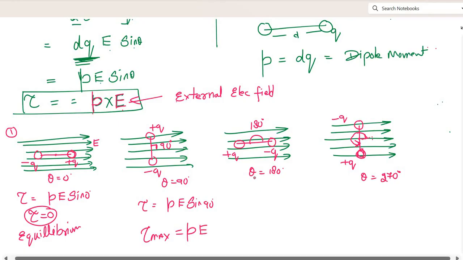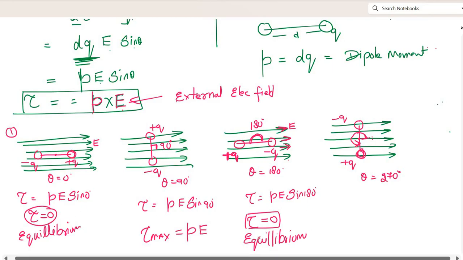In this condition, the torque will be PE sine 180, right? Here plus is kept away from the direction of E. See, E is in this direction and plus is here, so this angle is 180 degrees. Sine 180 is again 0, so torque is 0. So this is also an equilibrium condition.